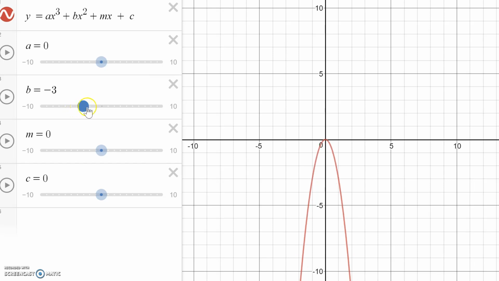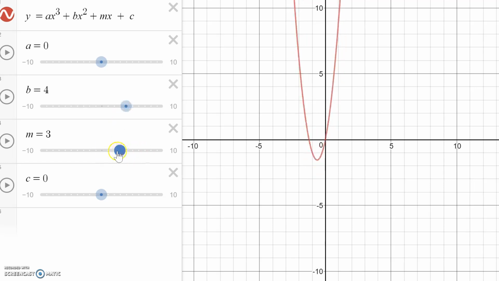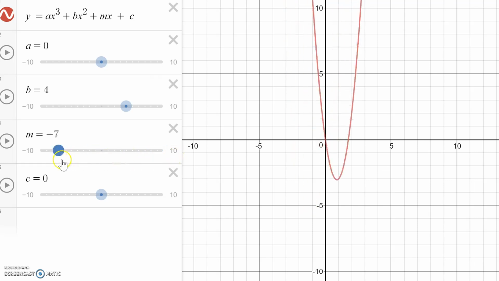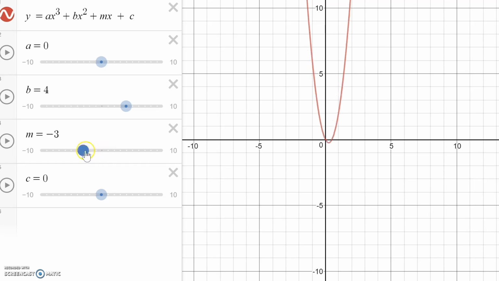What happens if we change the other values as well? Let's make y equals 4x squared. Okay, we could then start adding or subtracting some x's. And you'll see it changes the position of the quadratic graph, but it's still the same shape. Okay, what if we add some constant numbers at the end as well?